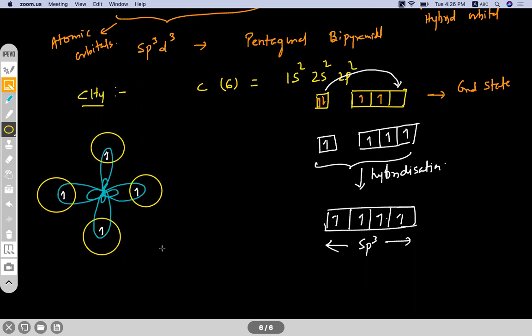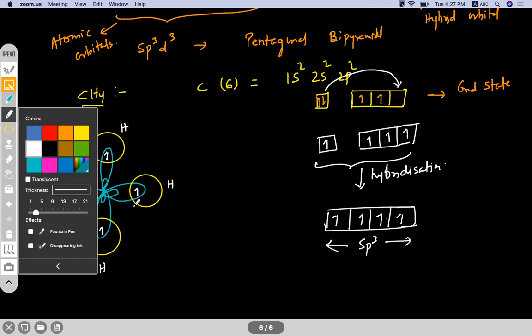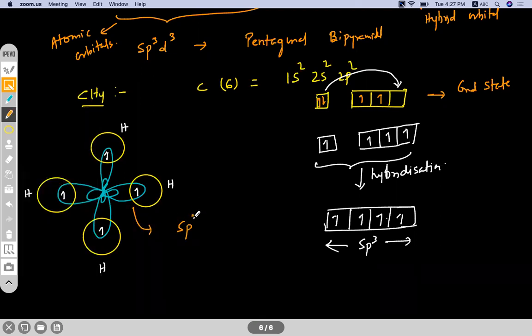This is the s orbital of hydrogen. All these are s orbitals: 1, 2, 3. This is hydrogen, this is hydrogen, this is hydrogen, and this is hydrogen. What is this overlap? This overlap is sp3-s overlap. In fact, we have 4 such overlaps present here. Everywhere we have sp3-s overlap, and that is how the bonds form in the CH4 molecule.